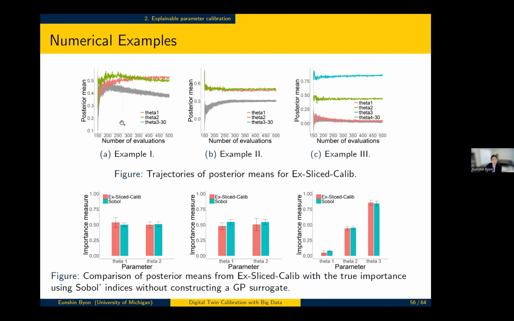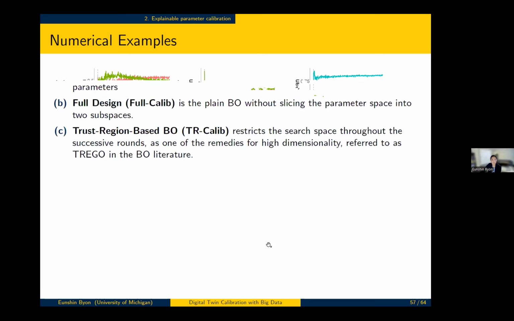And here, in this left bottom figure, it measures the parameter importance. The red is the parameter importance measured from our approach, and the blue is the true parameter importance. You can see that our estimated parameter importance is similar to the true importance. Because of that, we were able to distinguish these two parameters from the other unimportant parameters. And we also observe similar patterns in the other examples.